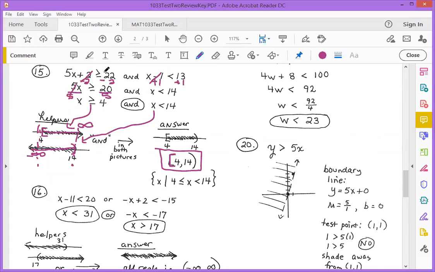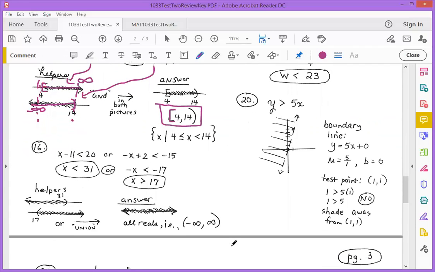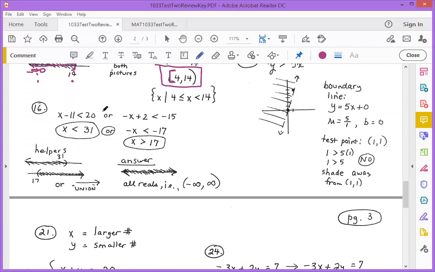So for 15, we had our two inequalities separated by the word and. For 16, we have the two inequalities separated by the word or. So it's a little bit different. We still solve both inequalities separately. So the inequality on the left side, we're going to add 11 to both sides of the inequality, and we'll get x less than 31.